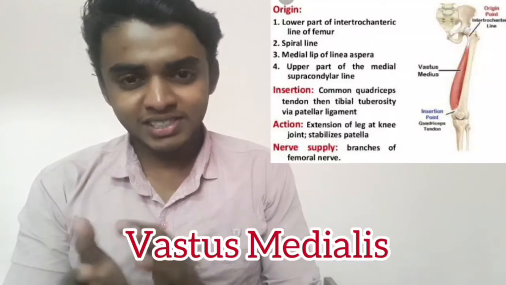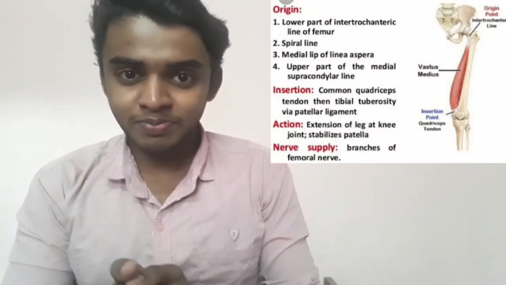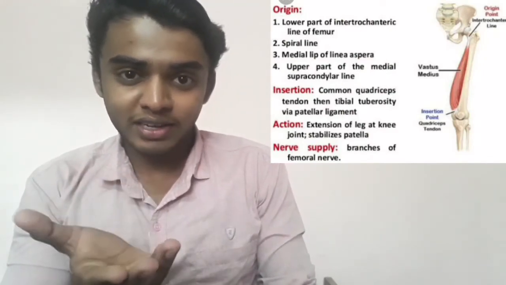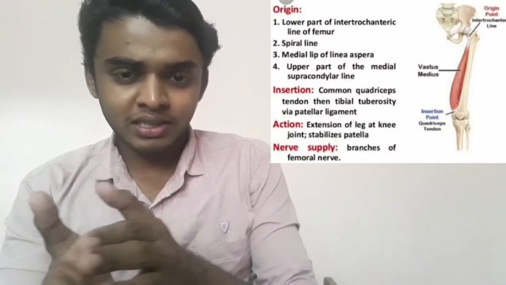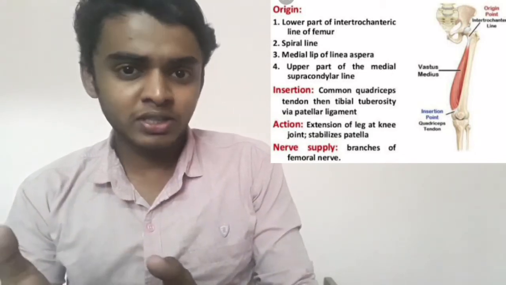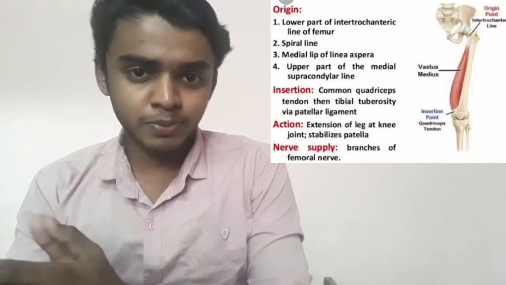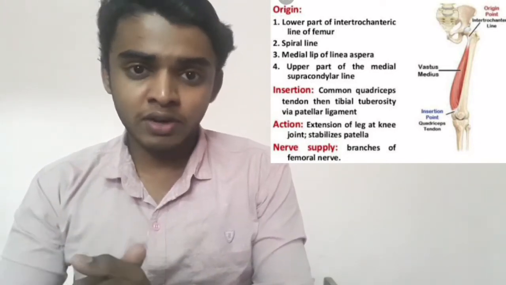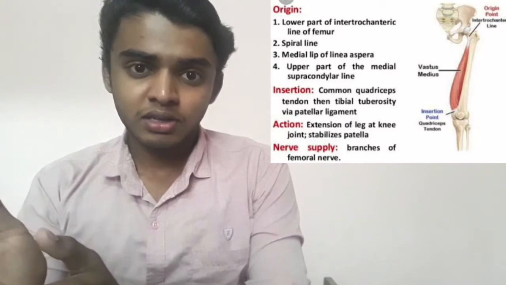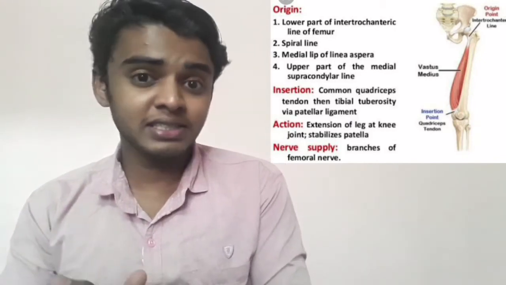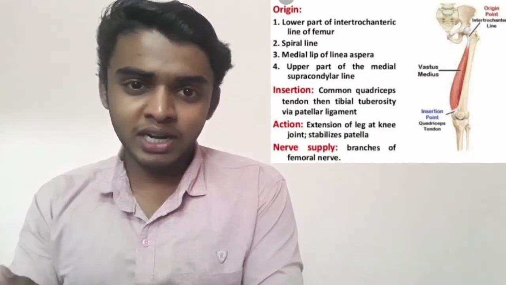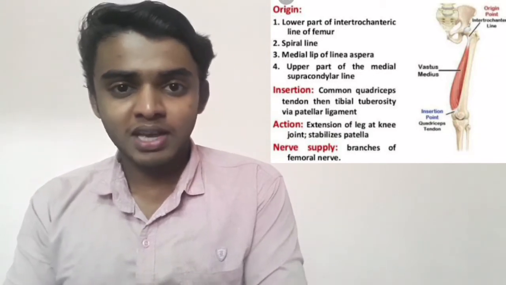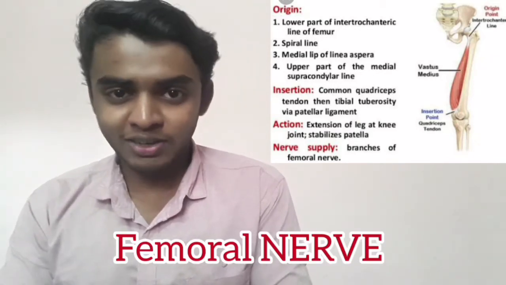Then the next muscle will be the vastus medialis. When we see the origin, the vastus medialis takes its origin from the inferior part of intertrochanteric line and also the spiral line and also the medial lip of linea aspera and also the upper 1/4 of the medial supracondylar line. Then insertion of this muscle, this muscle is inserted into the medial 1/3 of the base of the patella and also the upper 2/3 of the medial border of the patella, and this muscle is also supplied by the femoral nerve.